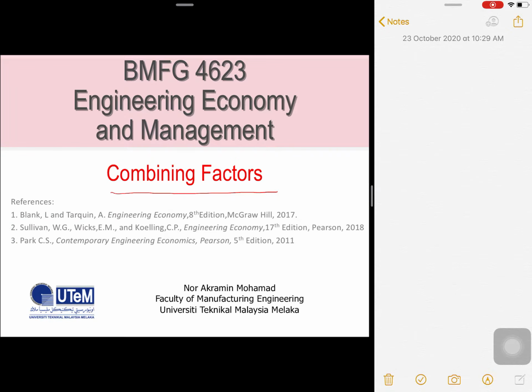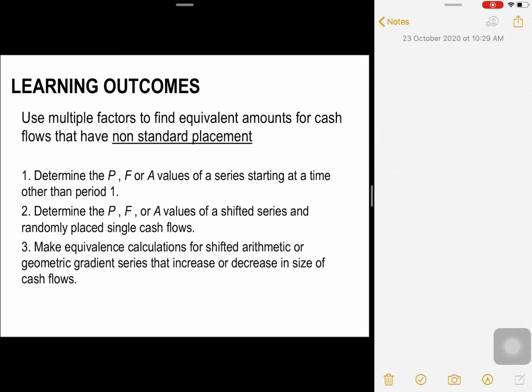Today we will talk about combining factors. This is our chapter number 3 for the engineering economics portion of the subject. The learning outcome for today is to use multiple factors to find equivalent amounts of cash flows that have non-standard placement. We will witness that in the cash flow, the placement of the values of the monies is non-standard.